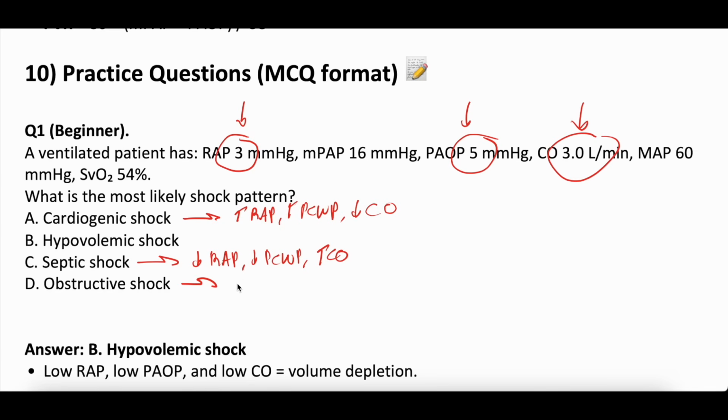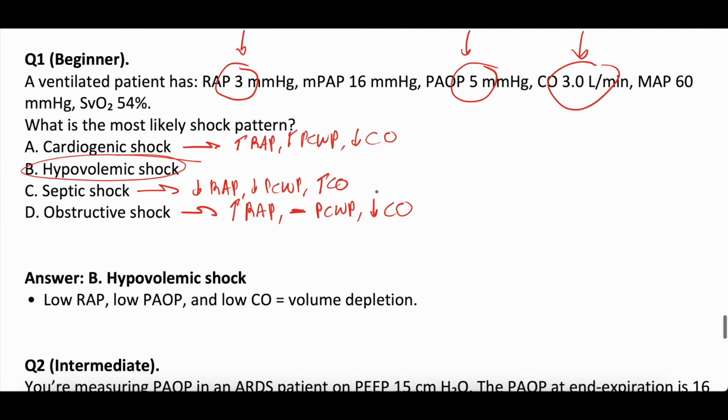In an obstructive shock, it'd be a high right atrial pressure, potentially a normal pulmonary capillary wedge pressure, depending, and then a low cardiac output. So this one would be hypovolemic shock because all three are low: the wedge, the right atrial, and the cardiac output. All right, next question is intermediate.